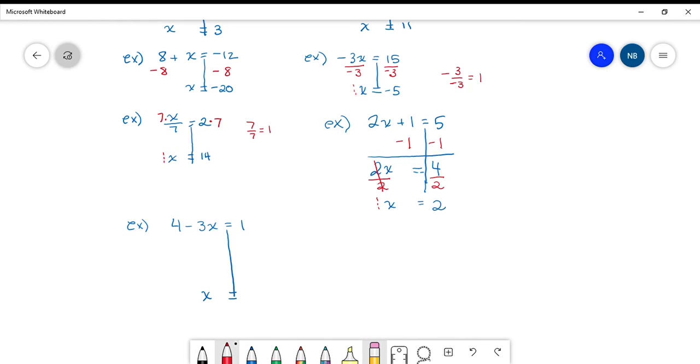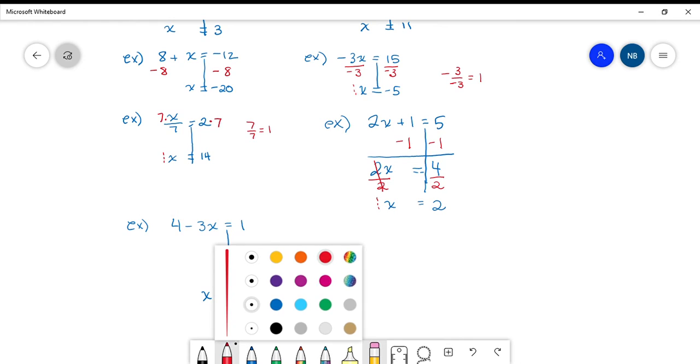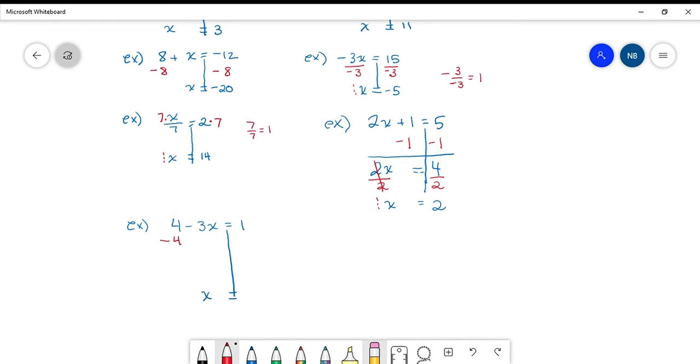Well, I need to move that 4. 4 plus 4 is 8. I don't want an 8, so adding 4 is a bad idea. Let's try subtracting 4. 4 minus 4 is 0. That would leave the negative 3x by itself, and that looks like progress. So because subtracting 4 was a smart move, I'm going to subtract 4 from the right as well. 1 take away 4 is negative 3.